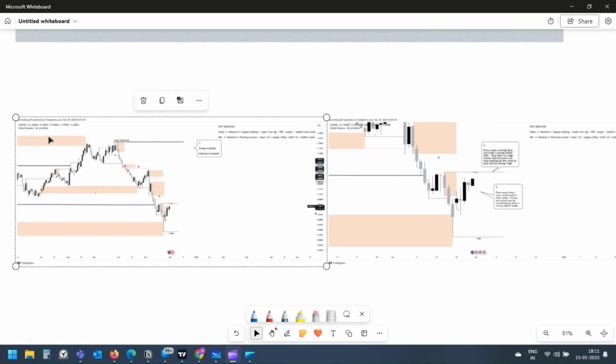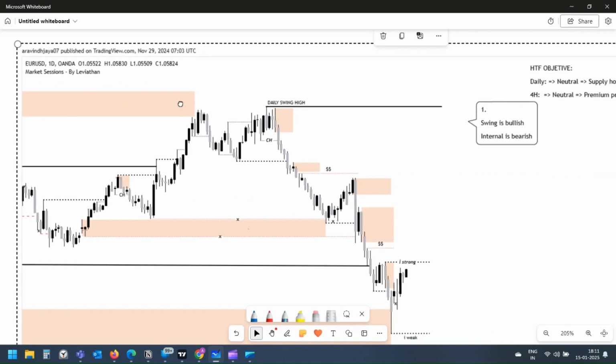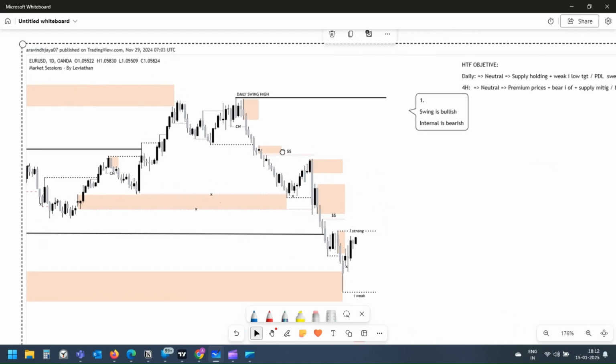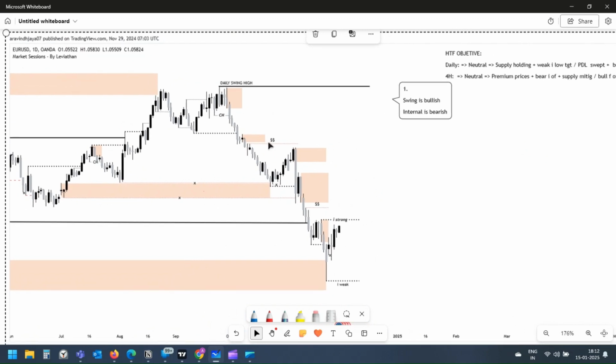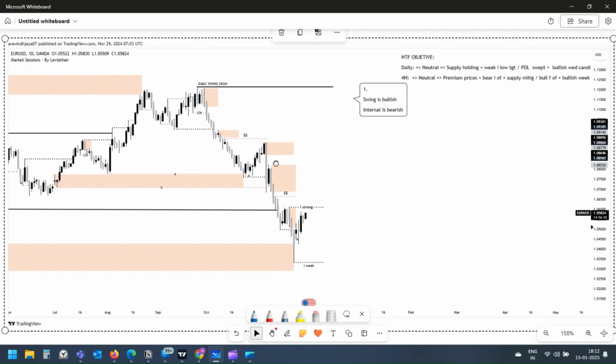So let me zoom in to the daily chart of the Euro Dollar. And before that, I just want to say that I didn't get any trades on both EU as well as GU. I know that I'm on a drought, getting no trades, but the key here is patience and not taking any irrational trades.